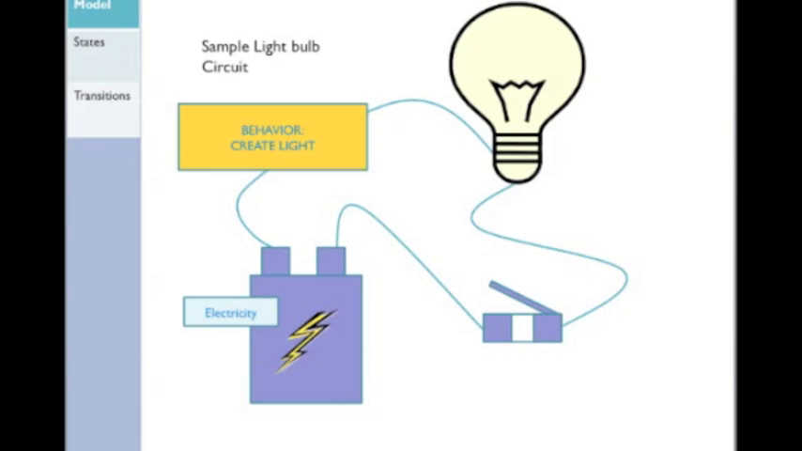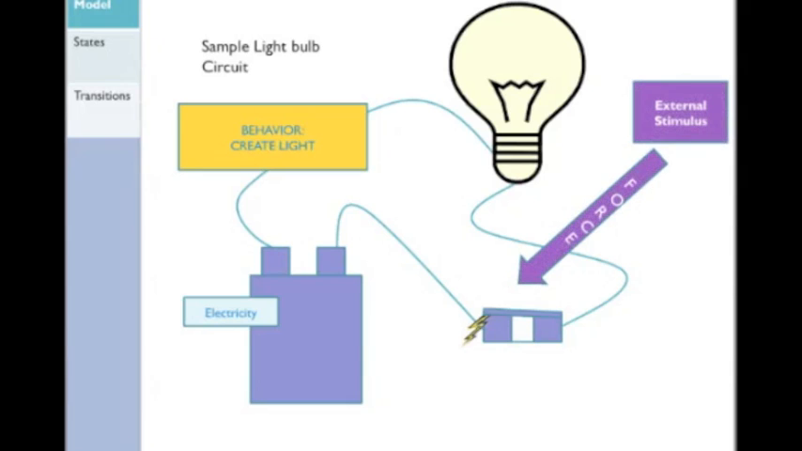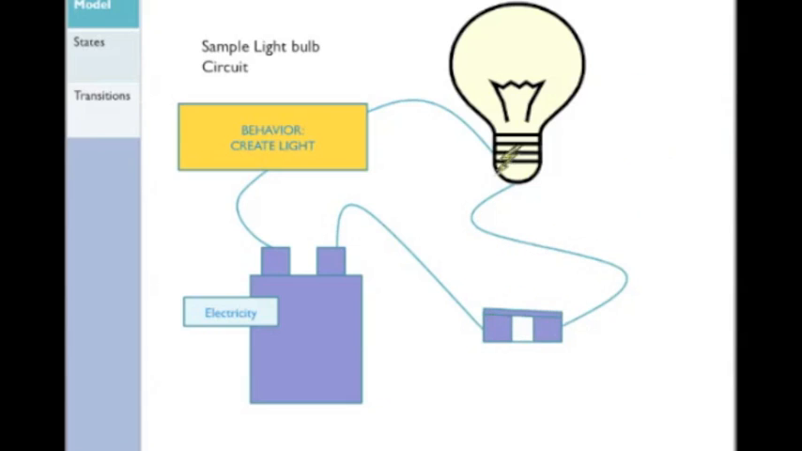In the next state, the electricity is pumped by the battery to the switch. Then an external force is applied to the switch, turning the switch on. Now that the switch is on, the electricity can flow to the light bulb. In the objective state, now that the electricity is present, the light bulb creates light.